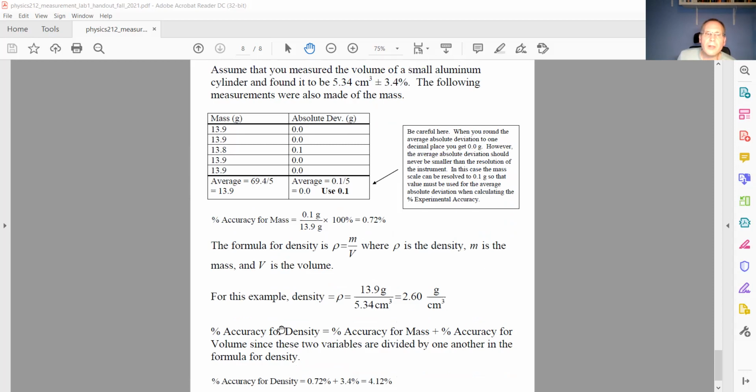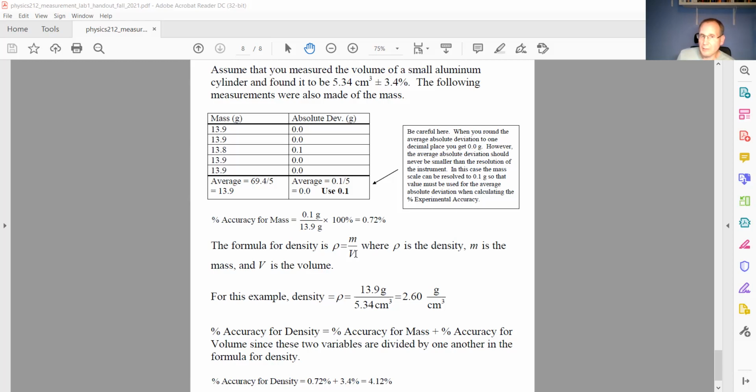So let's say I want to find the percent accuracy for the density. Well, in this formula, density is equal to mass divided by volume. Remember earlier I said if you have some dependent variable, in this case the density, and it involves either multiplying variables or dividing, in this case we're dividing mass divided by volume. Earlier when we did area, it was length times width, but either multiplying or dividing, it's the same rule. Then if you want to find the percent accuracy of this dependent variable, you have to add these respective percent accuracies.